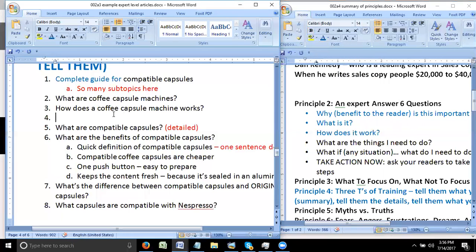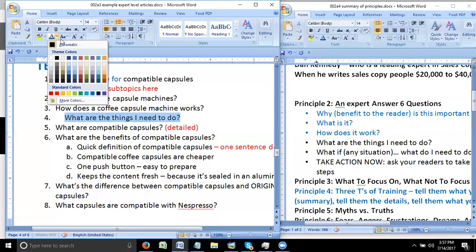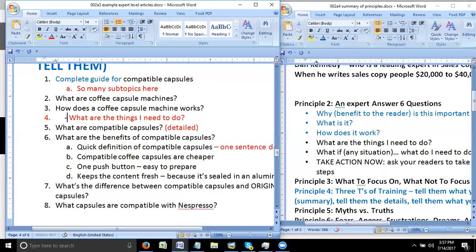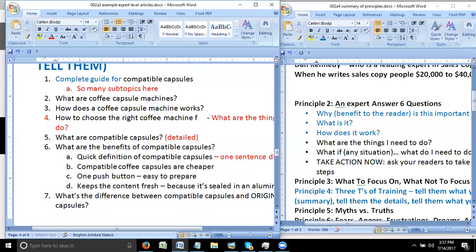Okay. And at this point, we haven't answered yet what are the things I need to do. But it doesn't make sense to ask this to the reader directly. We need to think of a way that we can come up with a topic that addresses this question. So what are the things I need to do? Maybe we start with how to choose the right coffee machine for you.